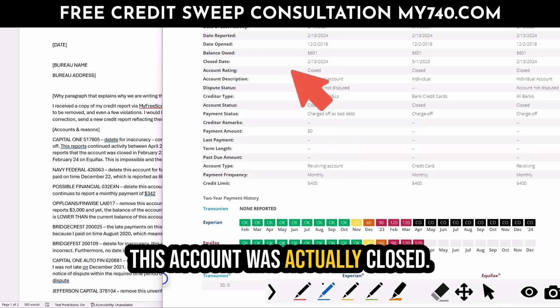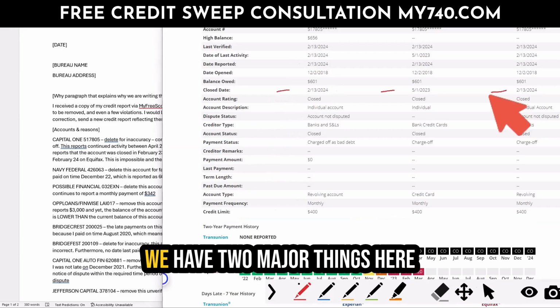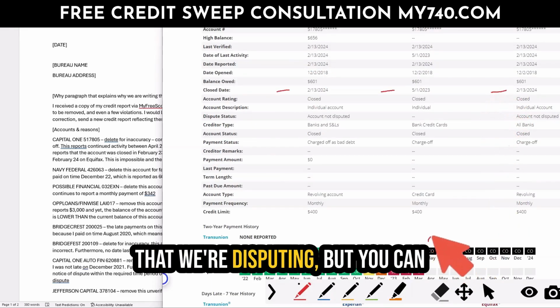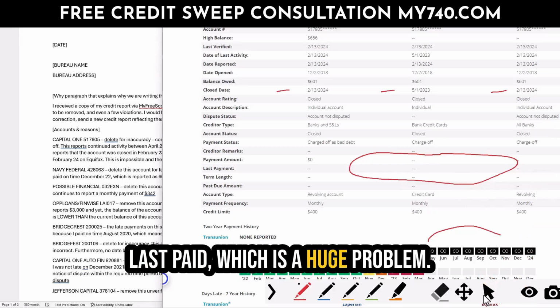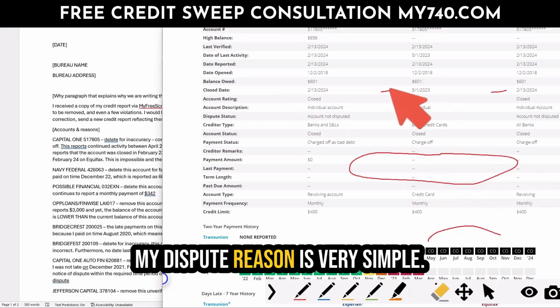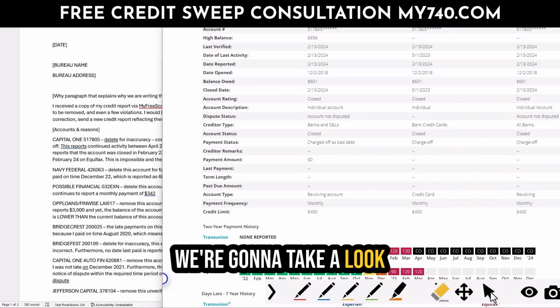This account was actually closed February 24th. We have two major things here that we're disputing, but you can also see that there is zero date last paid, which is a huge problem. My dispute reason is very simple. We're going to take a look at that dispute letter.